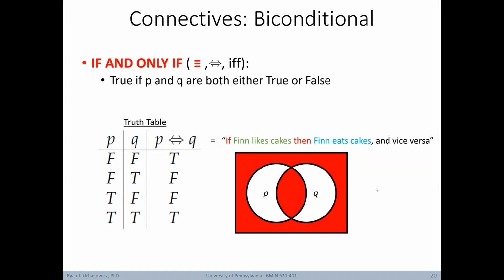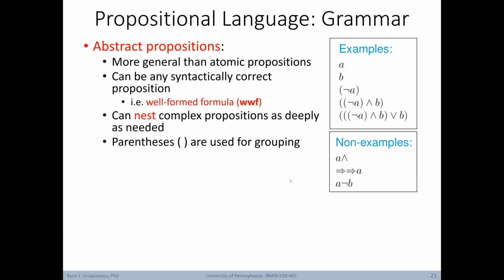Here's the Venn diagram describing the biconditional. Here something is only not true when only P is true or only Q is true. Now let's get into the grammar of propositional language. First, let's define an abstract proposition. These are more general than atomic propositions. They can be any syntactically correct proposition, otherwise known as a well-formed formula. Here are some examples. You can nest complex propositions as deeply as needed, but parentheses might be needed for grouping.